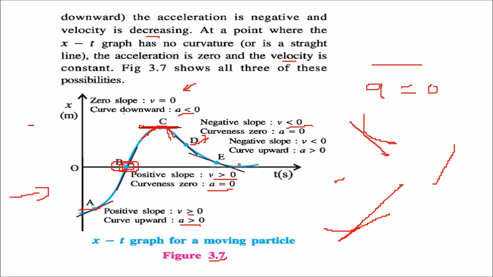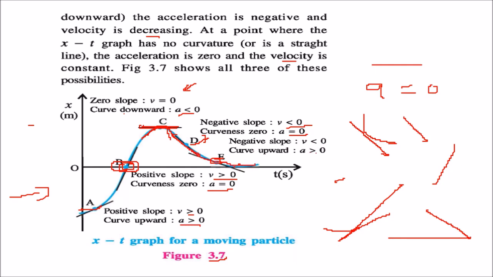So in an xt graph, it's quite easy to decide the sign of acceleration. But what is the value of acceleration? The xt graph can give you the sign, but what about the value? In this case, we need the VT graph. The VT graph for a moving particle. From the VT graph, we can get average acceleration and instantaneous acceleration.